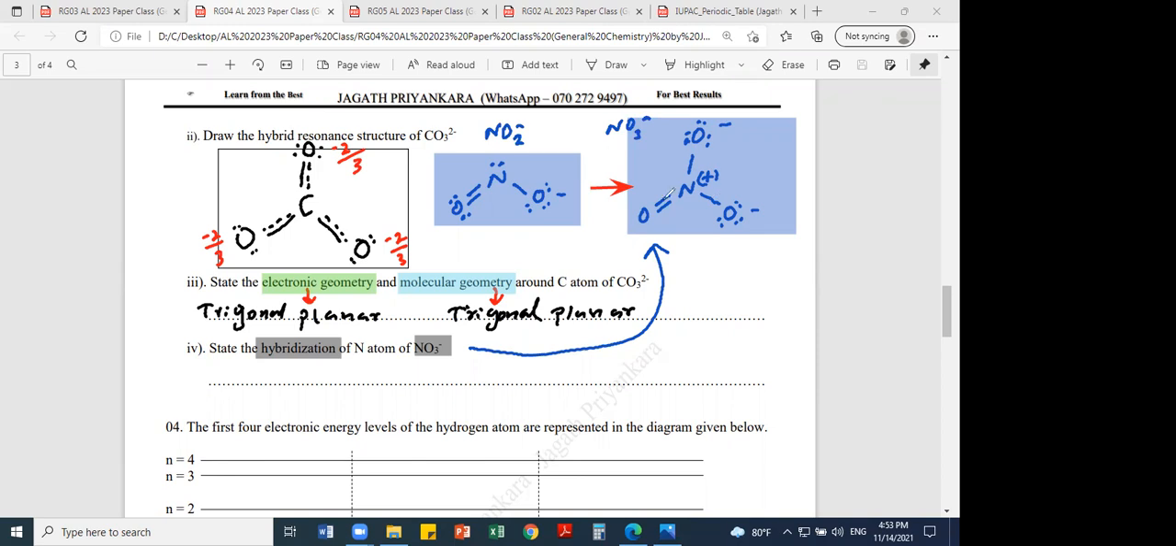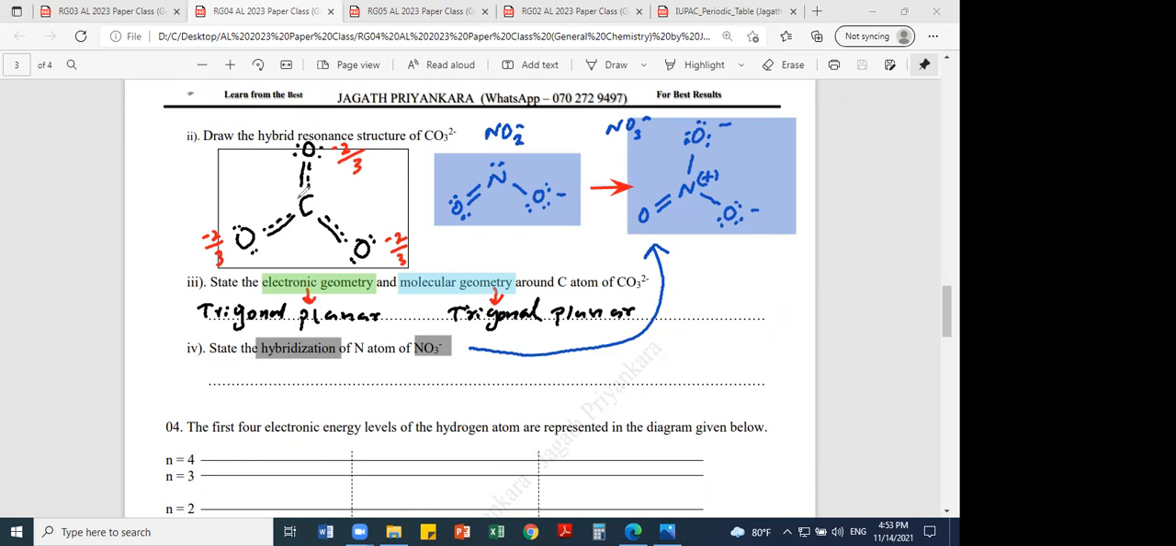So how many bonds are around this nitrogen now? 4 bonds, no lone pairs. When there are 4 sigma bonds, yes, let's see the answers. Shashank, correct. What about the others? What is the hybridization of nitrogen, the central atom in NO3 minus? Not the oxidation number, hybridization.